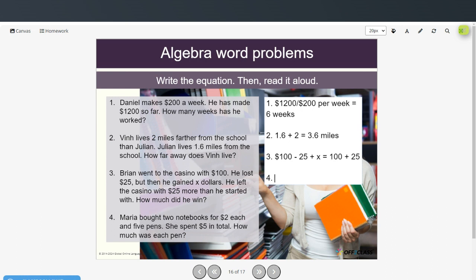Maria bought 2 notebooks for $2 each and 5 pens. She spent $5 in total. How much was each pen? So 2 notebooks at $2 plus 5x equals $5.